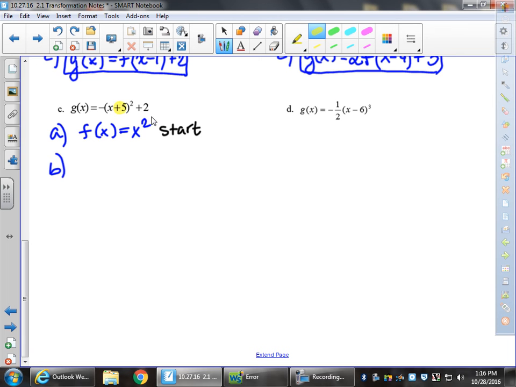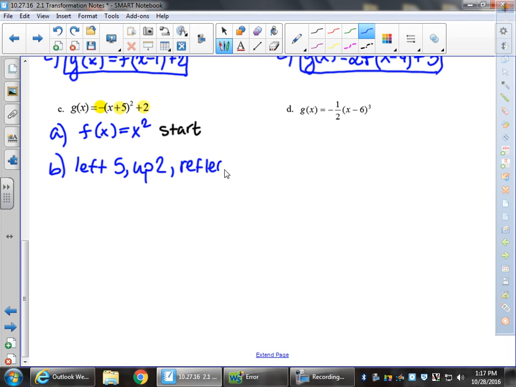I see a plus 5 on the inside, plus 2 on the outside, so I definitely have a horizontal shift on the inside. I see a vertical shift, and I see this negative, which represents a -1 on the outside. Piece by piece, let's talk about this plus 5. I recall that that positive came from a double negative. So that means a horizontal shift left 5. Positive 2 on the outside. Up 2. That negative on the outside means it's a reflection.